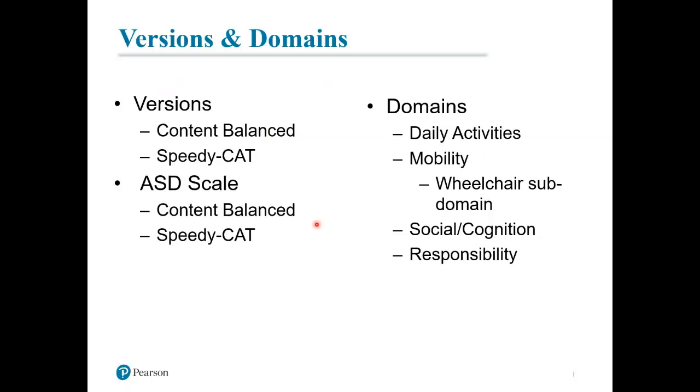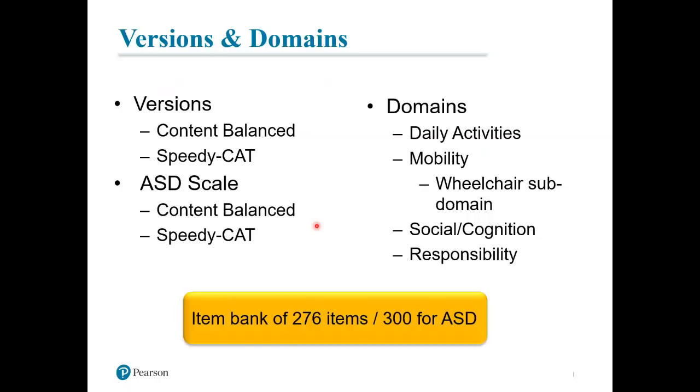And as I've said, you're not asked all the particular questions every time you administer the assessment. There's basically an item bank of questions, and there's an item bank of 276 items for the non-ASD version, and there are 300 items for the ASD version, because there are some additional items in for that population. But you're only ever going to be asked a maximum of about 120 items, because the content balanced version is the more comprehensive version, and that will ask approximately 30 questions per domain. So if there are 4 domains, 30 times 4 is 120 items. So you're never going to be asked more than about 120 items.